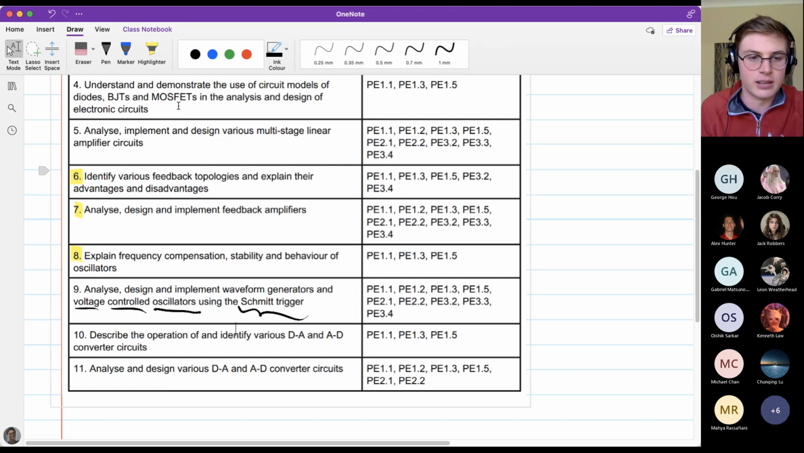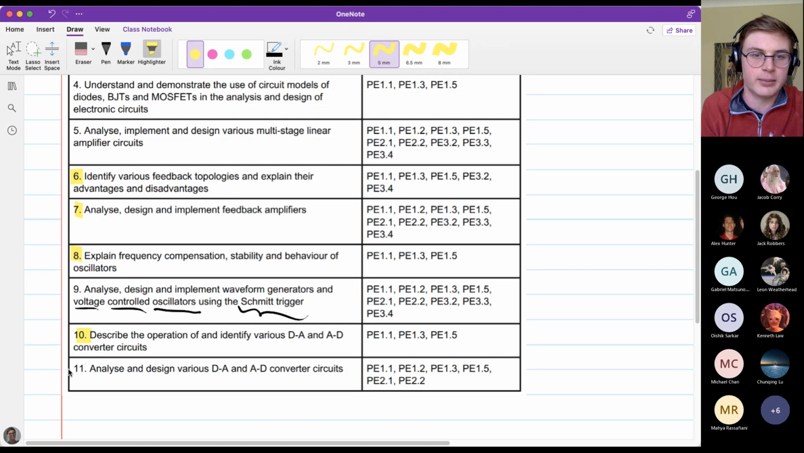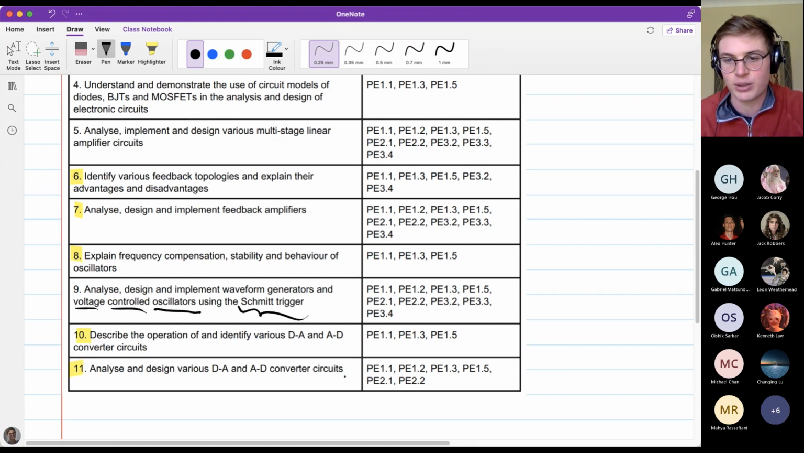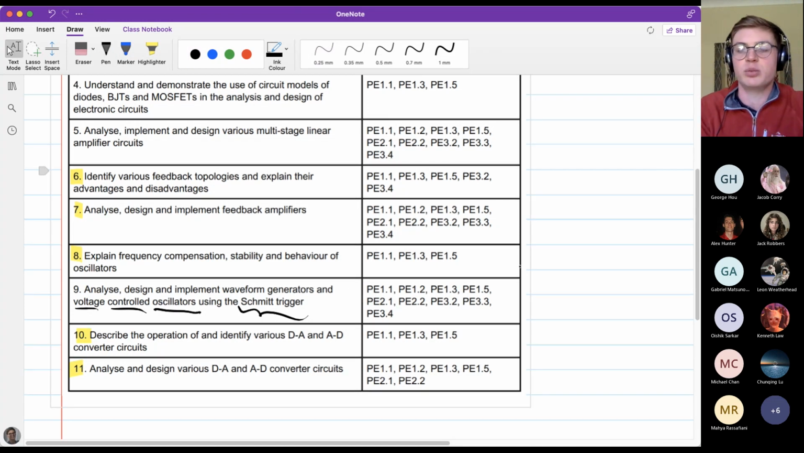And then analog to digital and digital to analog. There's just a few different circuits to have a look at there. We probably won't be too over the top with those ones.